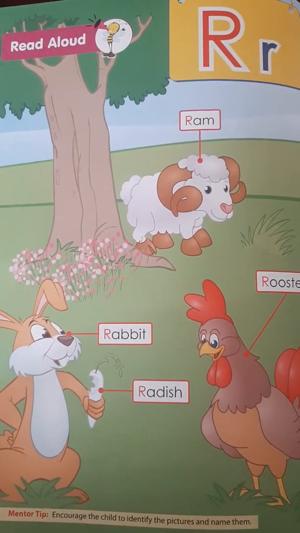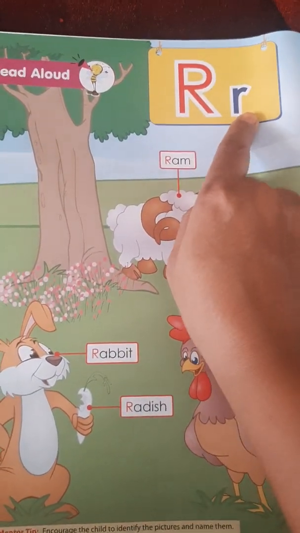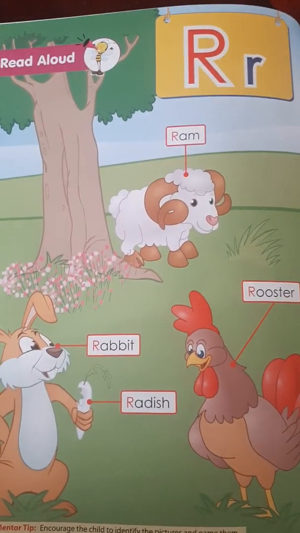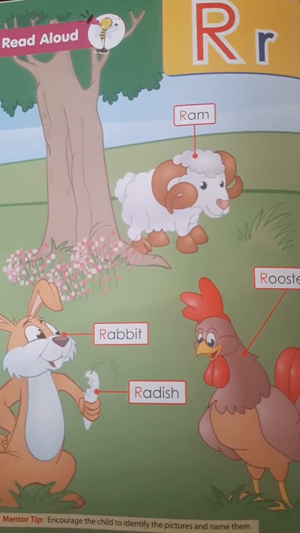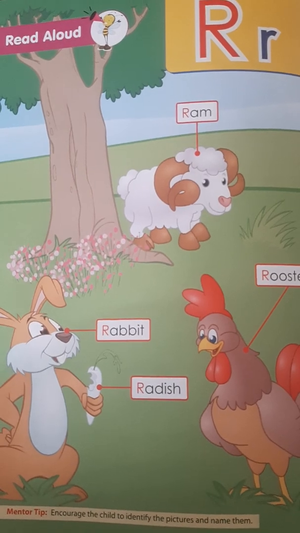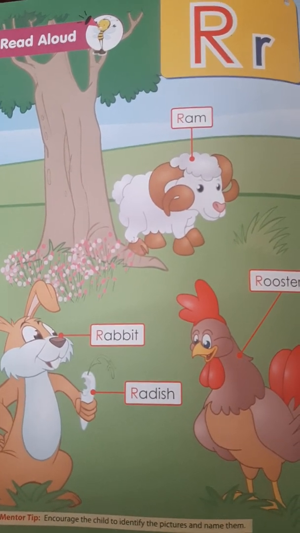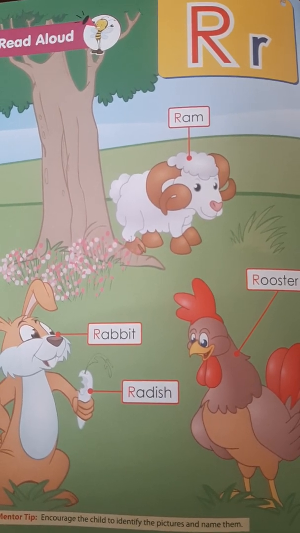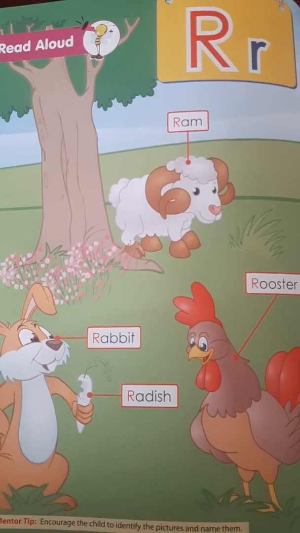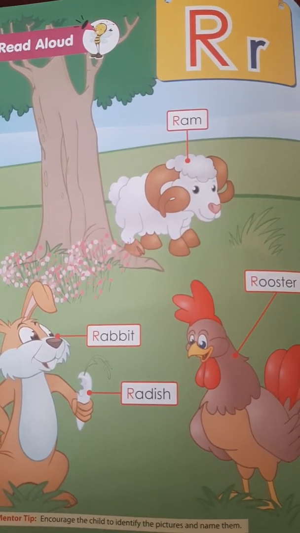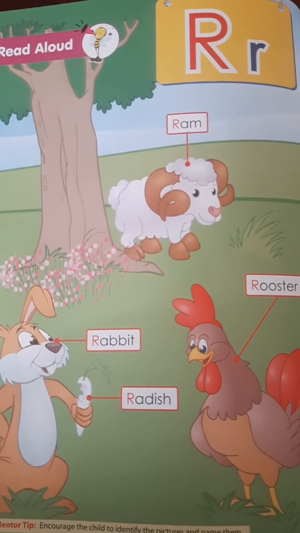Children, today we are going to learn about capital R and small r. So, what is the sound of letter R, dear children? R, rocket. Rocket. So, children, have you seen the rainbow in the sky in rainy season? So let's see, children, which pictures are given here related to letter R.